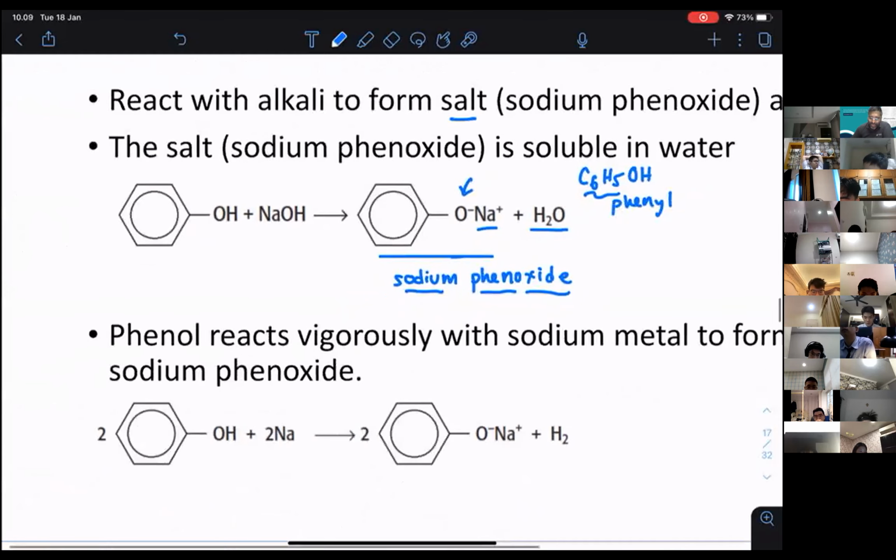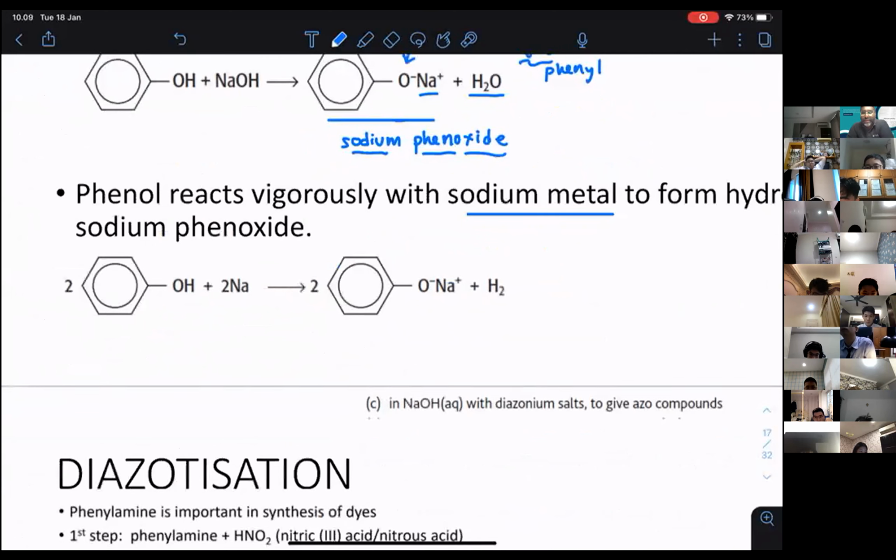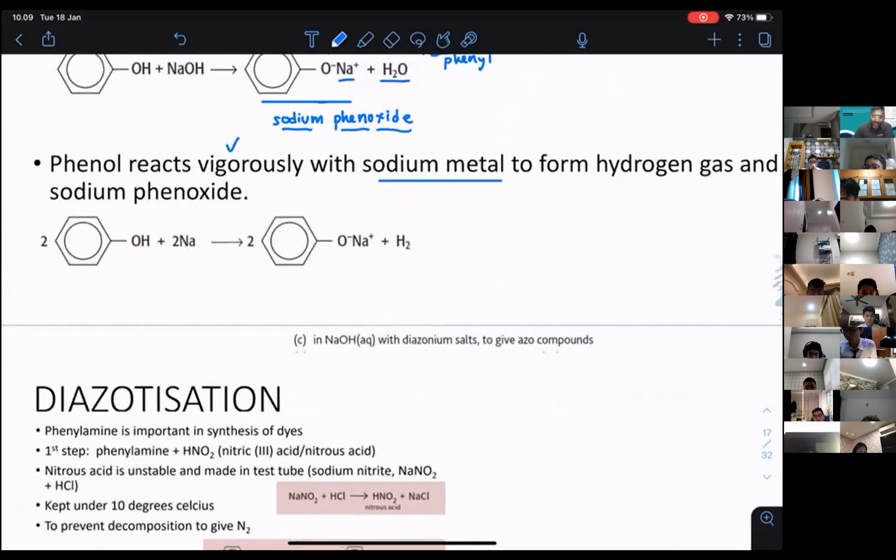Next, it will react with sodium metal. Do remember, whenever an acid reacts with sodium, there is going to be a vigorous reaction. They react vigorously to form hydrogen gas and the salt. Normally it is supposed to be just half H2, but you don't want the half over there, so you times everything by 2. That's why you have all these 2s in front. Basically you are going to get salt and hydrogen.